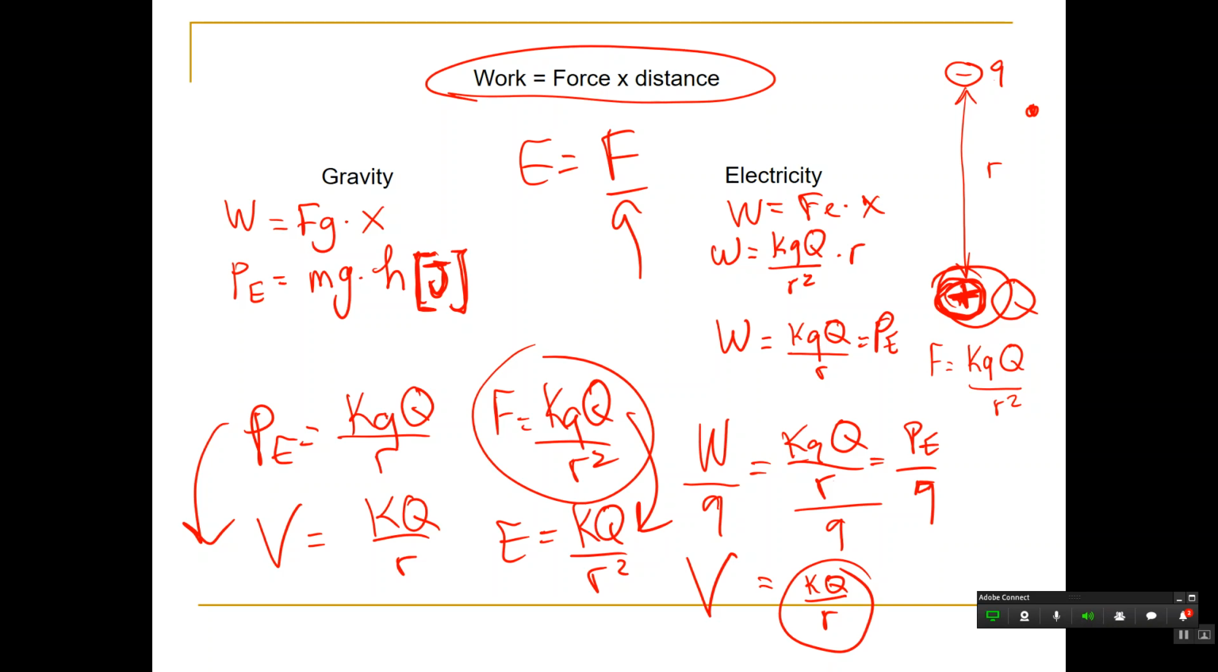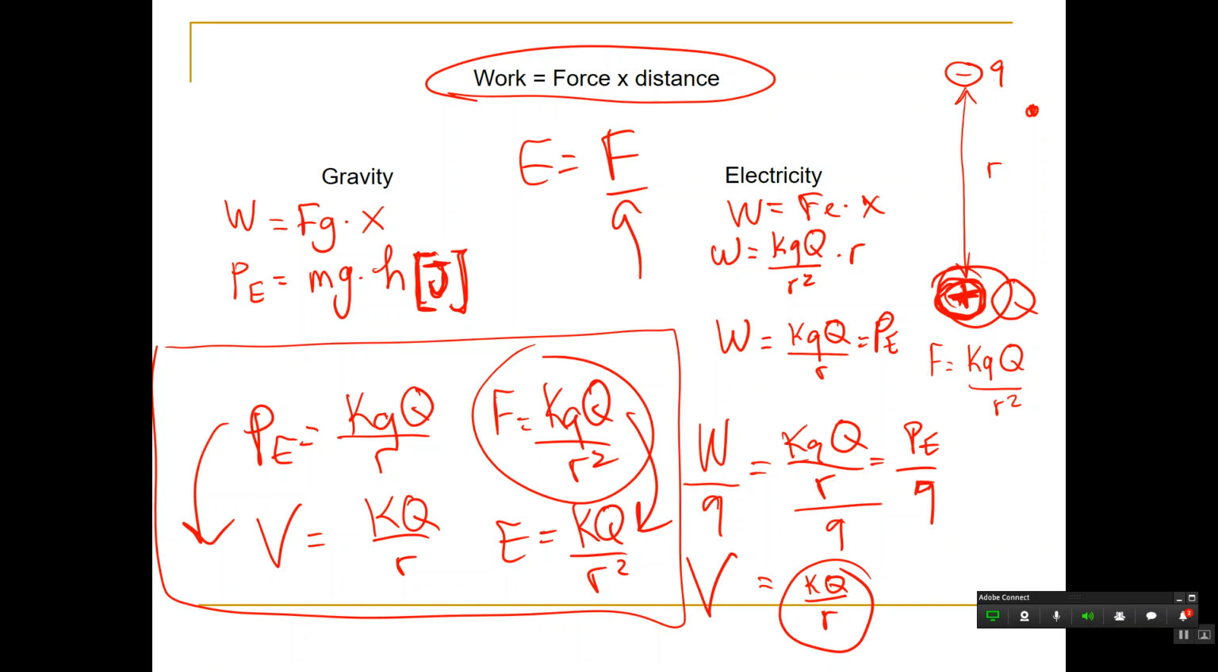So these four are going to be your main electrostatic formulas. It took us about 2.5 to 3 weeks to get here. But these are going to be the basic and most important principles of this chapter.